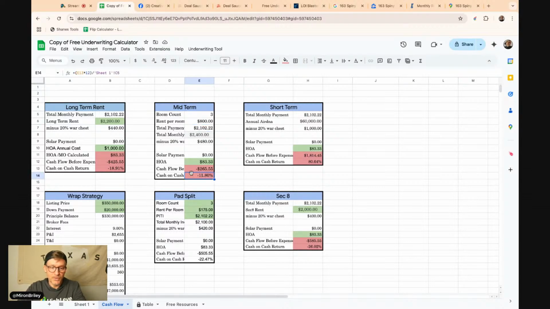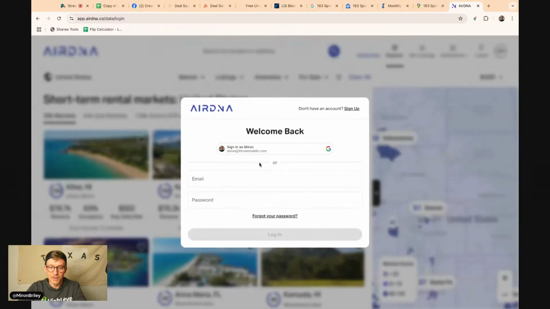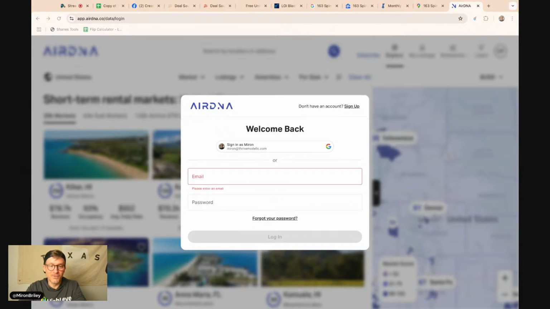But that one's gonna make me a little bit more money. That's gonna make me just a little bit, like $200. So if I put 20% towards war chest, I'll lose $300 a month. But this one, I would call this one break even too. Let's see if I have AirDNA. Ah, all my logins are in Safari. Hold on.